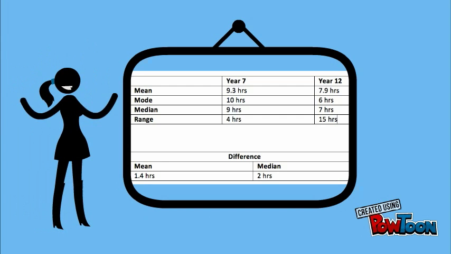With simple maths, it is easy to calculate the mean. While Year 7s have 9.3 hours of sleep, in contrast, Year 12s have 7.9 hours of sleep. This is displayed in the following table.